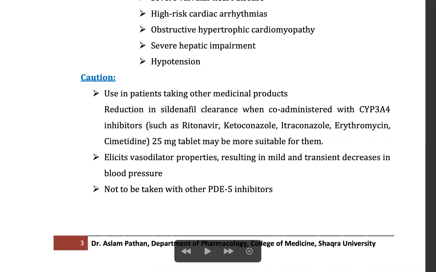If the patient is taking these drugs with sildenafil, what will happen? These drugs inhibit the enzyme cytochrome P3A4, and if there is inhibition of the enzyme, the drug will not be able to be metabolized and not able to be excreted. Where is the drug? The drug remains in the body and may lead to adverse effects.